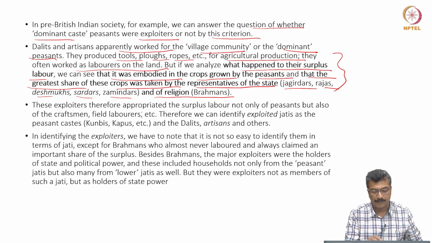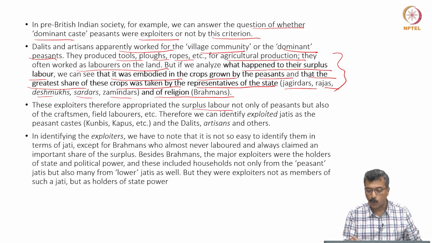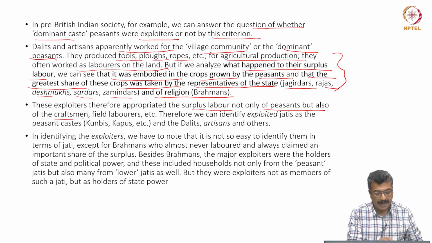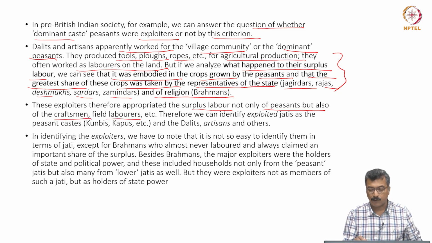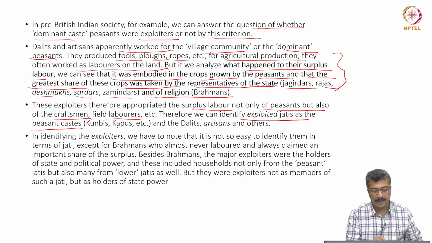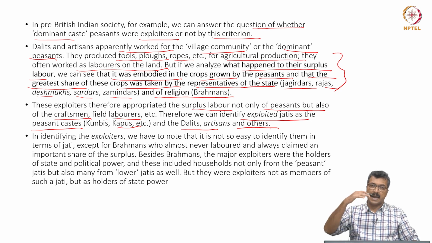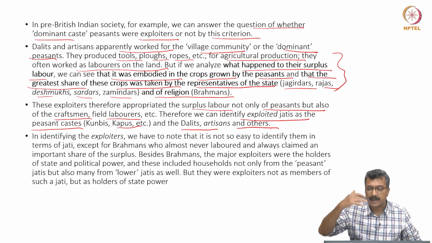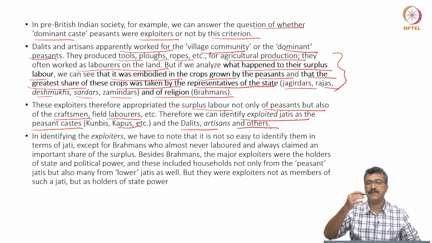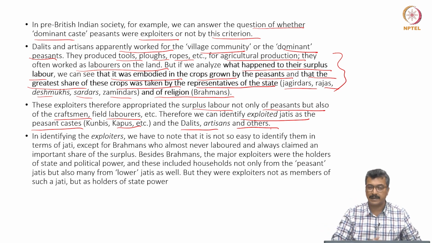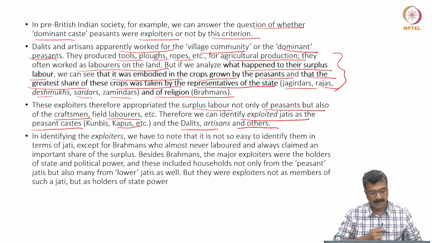These exploiters therefore appropriated the surplus labor not only of peasants but also of the craftsmen, field laborers, etc. Therefore, we can identify exploited jatis as the peasant castes, Kunbis, Kapus, etc., and the Dalits, artisans, and others. So she tends to argue that, starting with the agricultural caste, with the landowning caste, almost every other caste below that can be seen as an exploited caste.